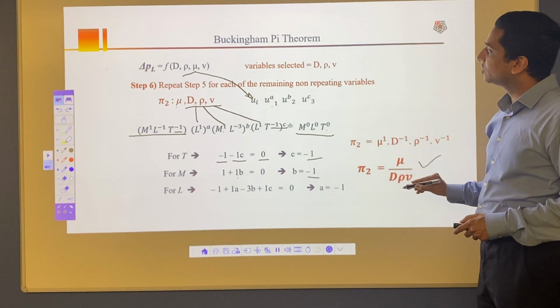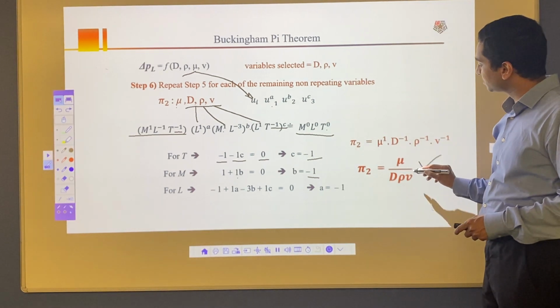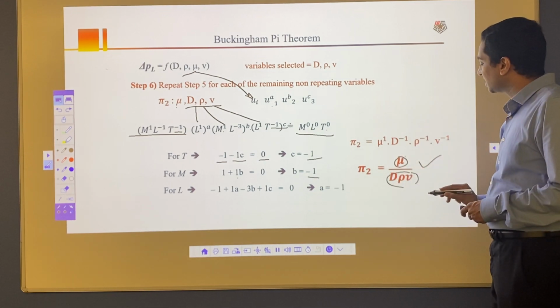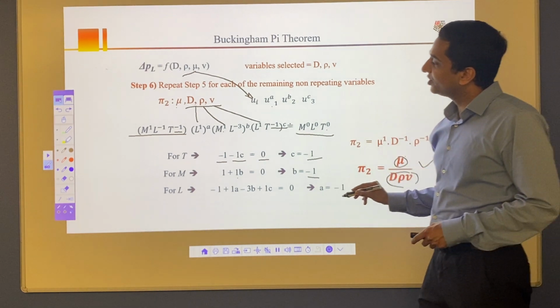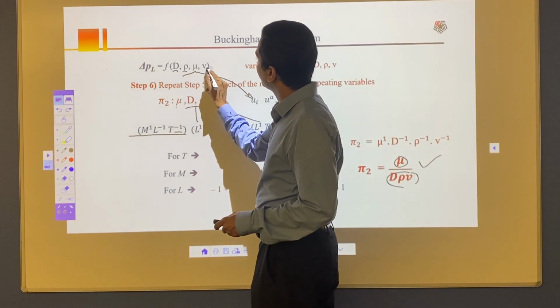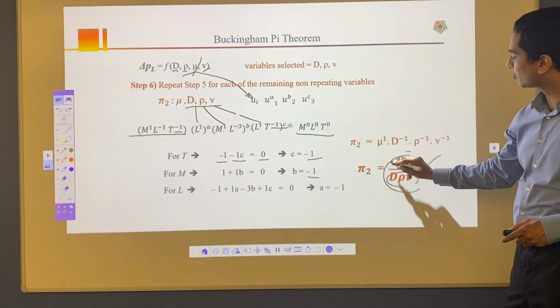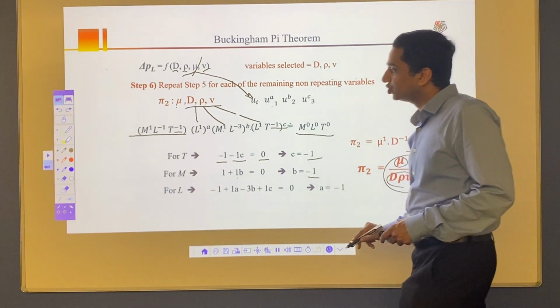Now initially we did not choose viscosity because viscosity and the other 3 have the same dimension, and that's why we chose 1, 2 and 3, and we avoided choosing viscosity because of this pi 2. So that is your final answer, pi 2.